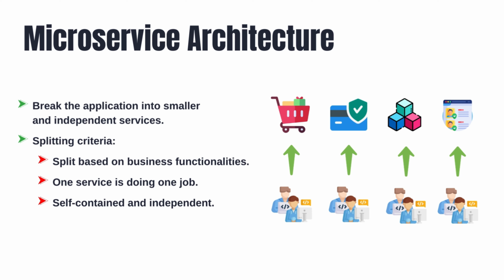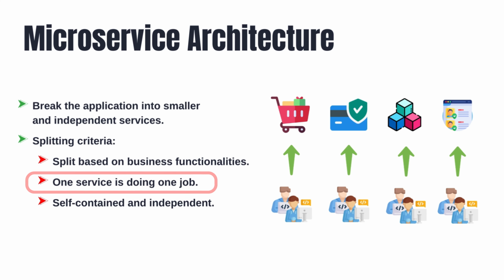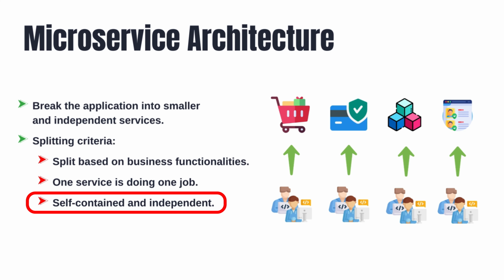When we break the application, we want to follow certain criteria. First of all, we want to split based on business functionalities, so we want a microservice to be large enough to handle a business task. Secondly, one service is only doing one job. We want to ensure that each microservice is only responsible for a single task. We don't want it to multitask. And finally, the microservices need to be self-contained and independent. That means we can deploy new changes and scale the microservice without affecting any other microservices in the system.